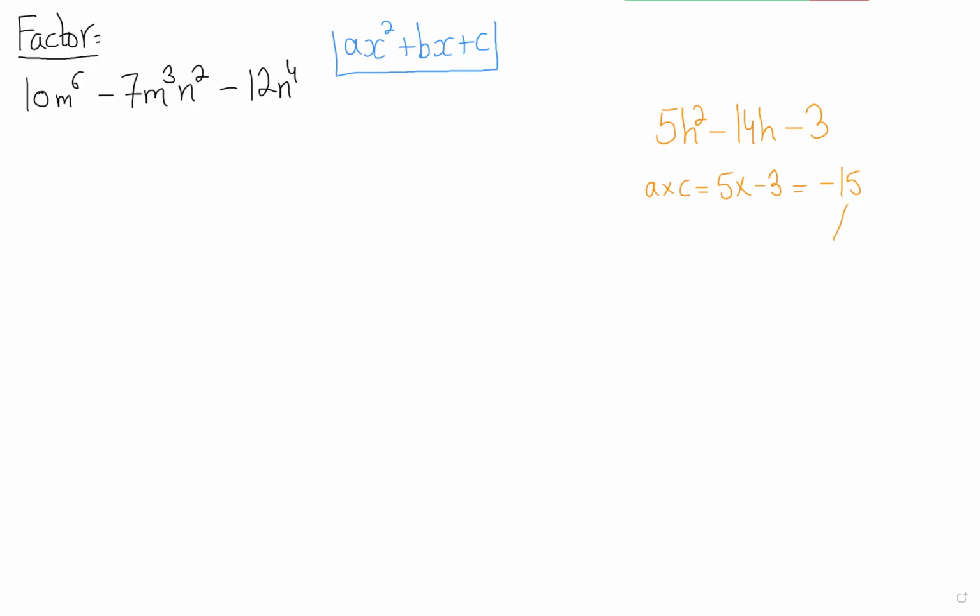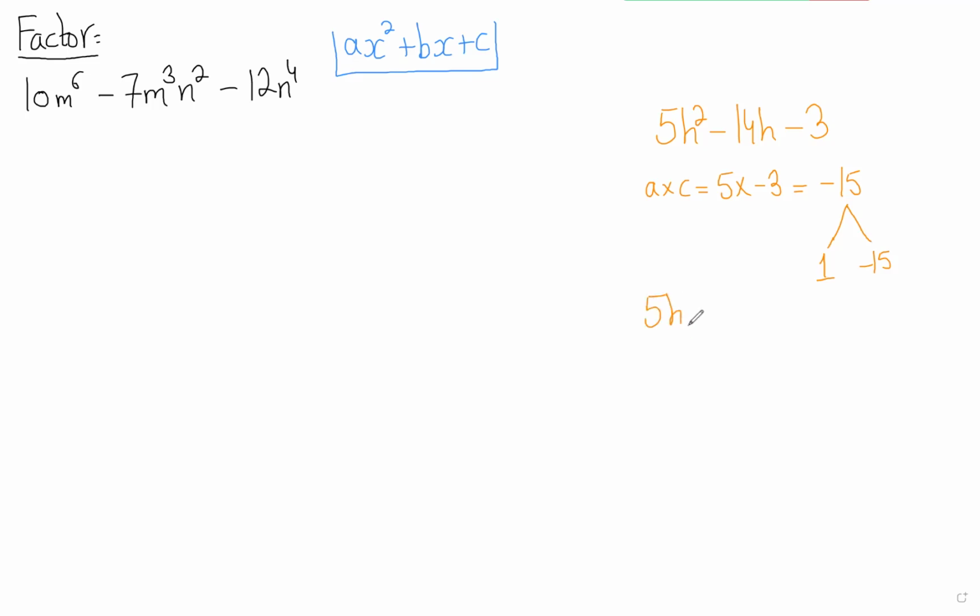Now, we want to look for factors of negative 15 such that when we add those two factors, we get negative 14, right? So let's look for some factors here: 1 and 15. And I think that's it. If I put a negative sign here, 1 times negative 15 gives us negative 15, and when we add 1 and negative 15, we get negative 14. So we're there. When we multiply these two numbers, we get a times c. When we add them, we get the b value, which is negative 14.